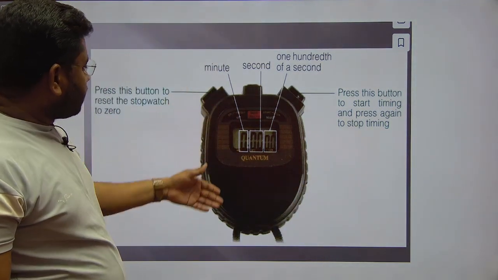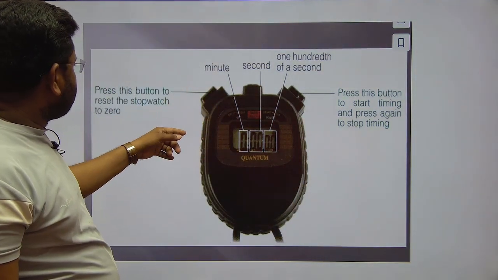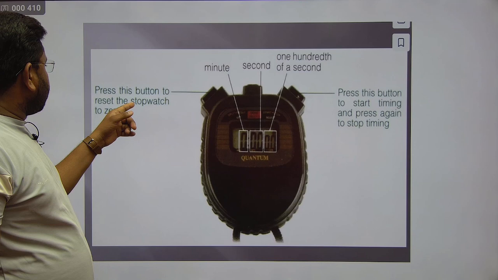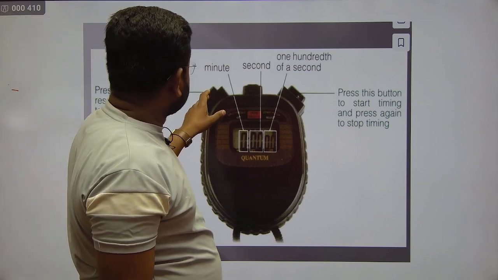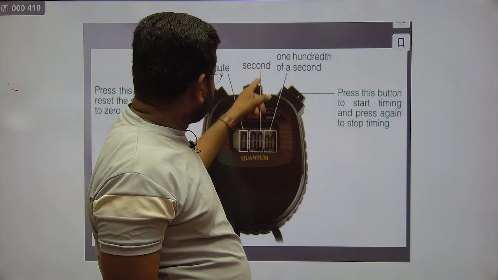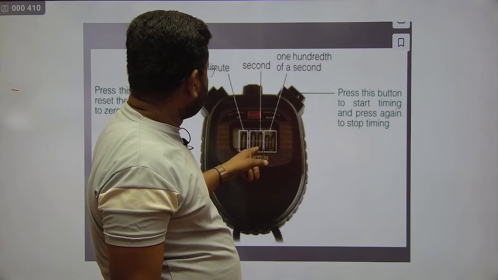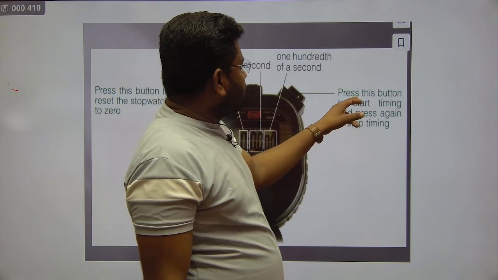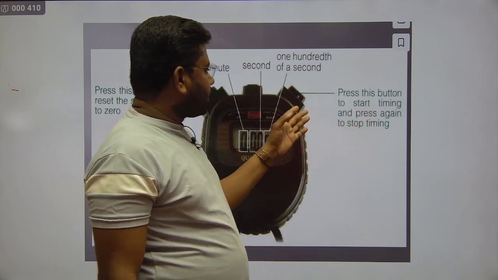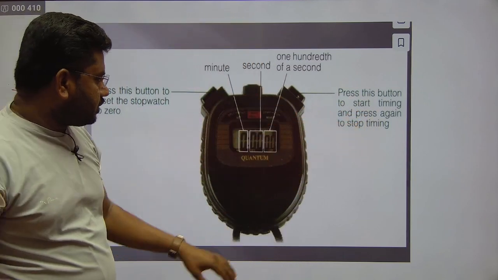And some features: see here, press this button to reset the stopwatch. This is the stopwatch. We can start it from here. The minutes are shown here, then seconds, we can look here, and 1/100th of the seconds we will see from here. Press the button to start the time, press again to stop the time, from this left side.